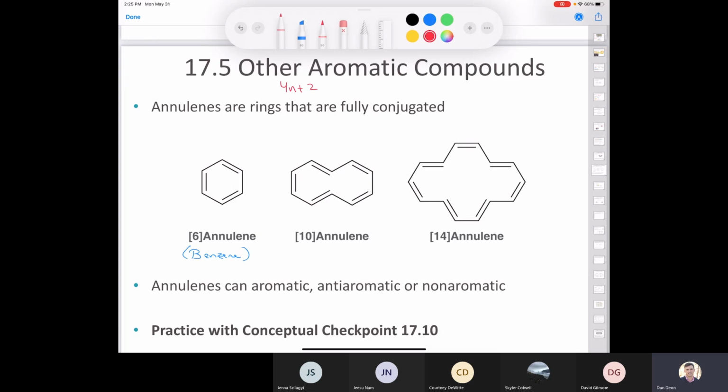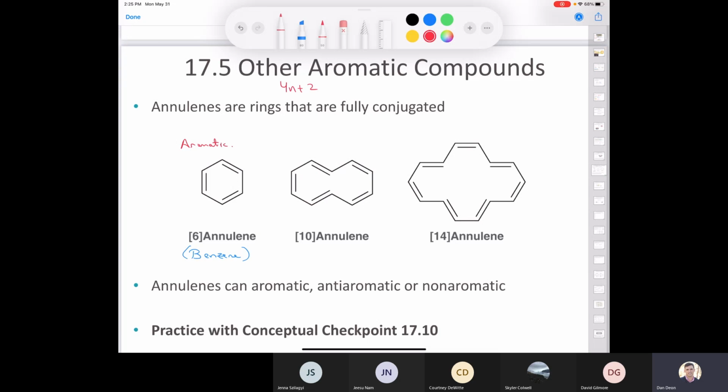or sorry, when n is equal to 2. So 4 times 2 is 8, plus 2 is 10, and we have 10 pi electrons in here. However, the problem with 10-annulene is that it's actually a non-aromatic compound. So benzene is aromatic, okay?